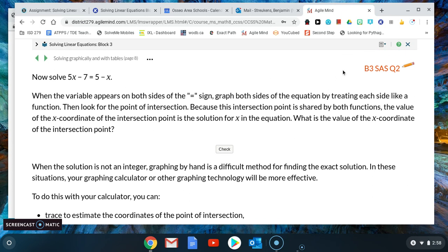Because we're doing online learning and we can't do many graphs right now, I'm just going to pull out my graphing calculator by going up to the top right.